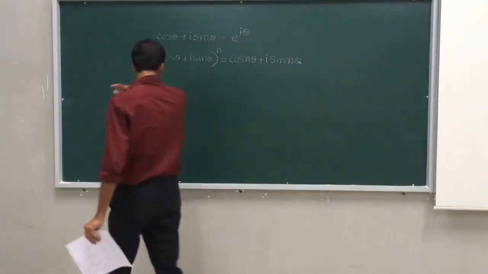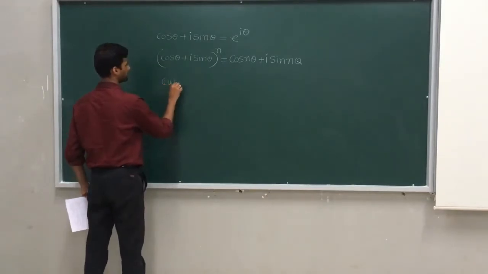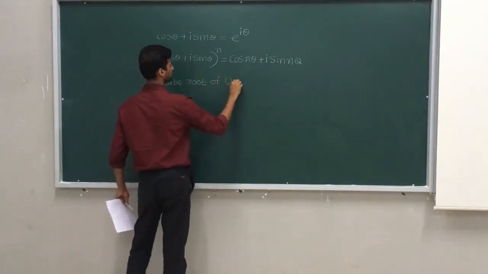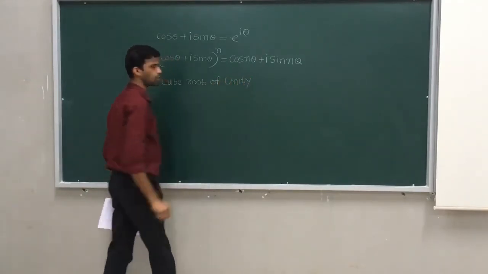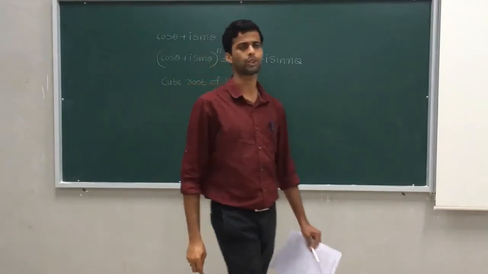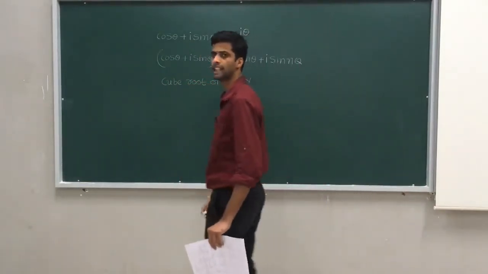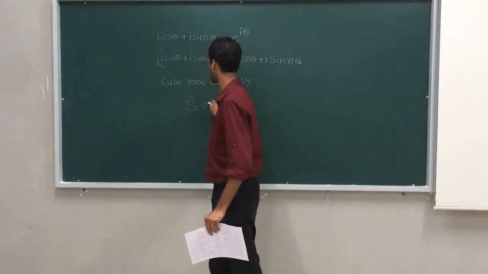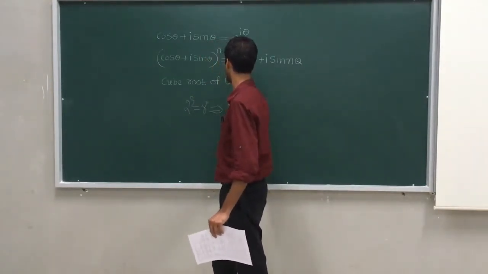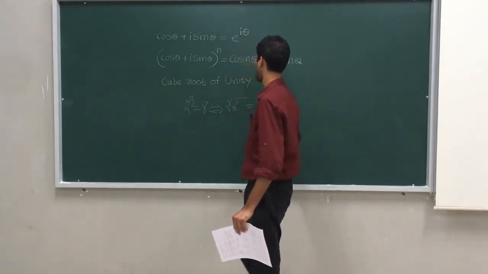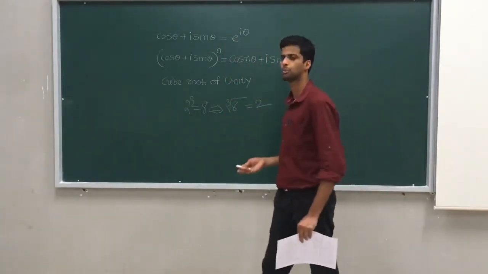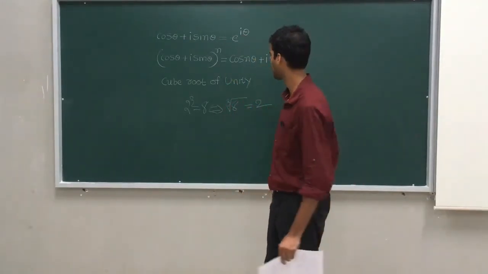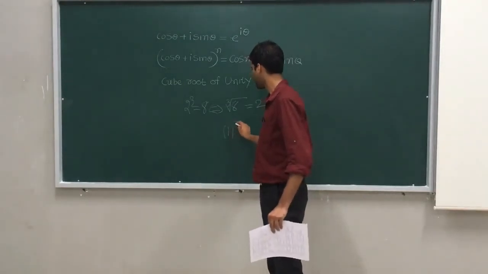Now one more thing is regarding the cube root of unity. What is the cube root of unity? We all know that 2 cube is 8, so the cube root of 8 is 2. Similarly, 3 cube is 27, therefore the cube root of 27 is 3. So what is the cube root of unity? We all know that 1 cube is 1.